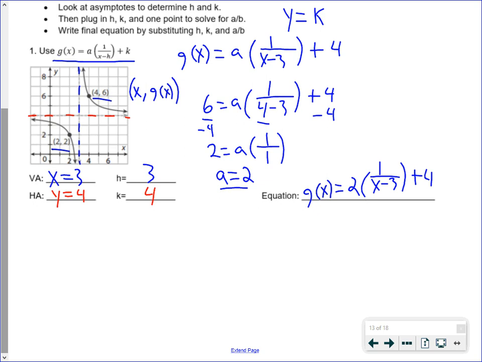So we're just going to find our asymptotes. That gives us our h and our k. Plug it into the equation that we give you. Plug in either point. It doesn't matter which one you pick. You get the same thing regardless.